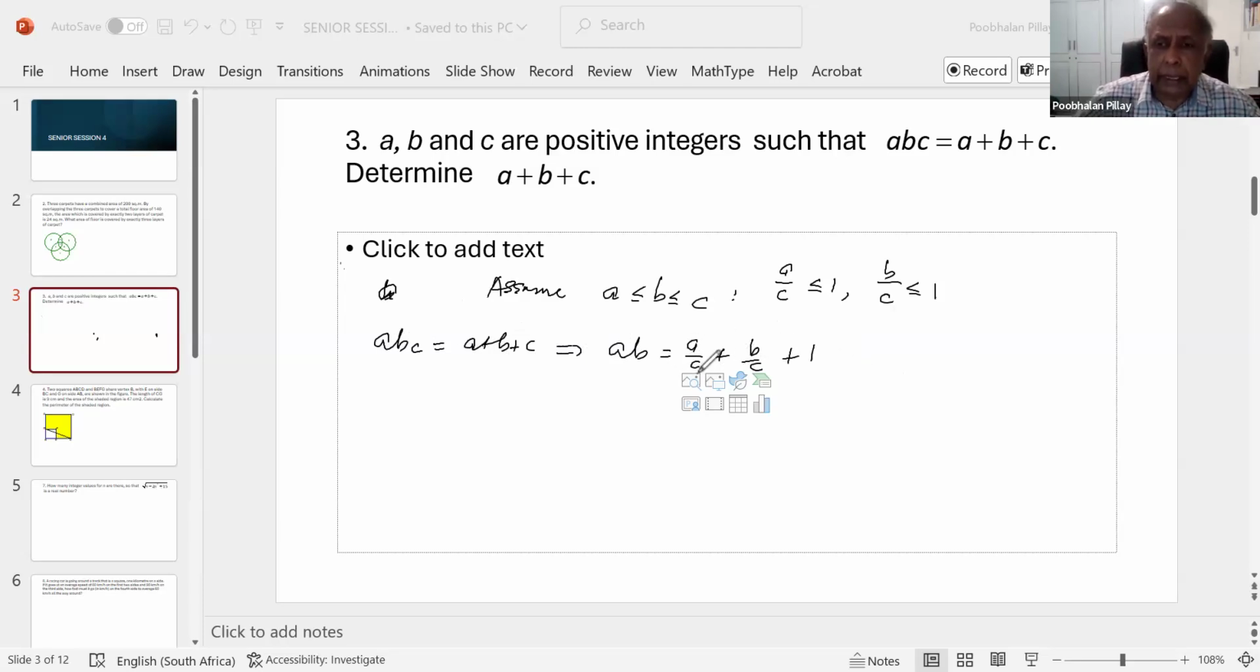And now the nice thing is that this guy here is less than or equal to 1. So this is less than or equal to 1. The second one is also less than or equal to 1. So the entire right-hand side is less than or equal to 3. Now, that's quite a powerful statement that we've arrived at: that the product of A and B, AB, is less than or equal to 3.